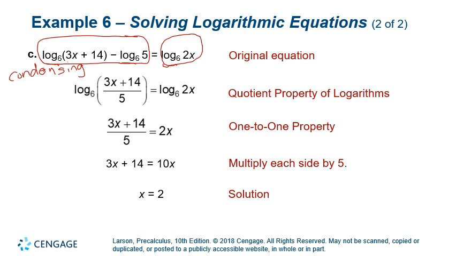Now we can apply our one-to-one property. And we'll have just the 3x plus 14 over 5 equals 2x. And you've got a couple of different ways to solve this. Probably the easiest way is to multiply both sides of the equation by 5. And then you'll have the 3x plus 14 equals 10x. And we solve. We will see more of this type as we go through the next couple of days. But this is an excellent intro to what is coming toward you.